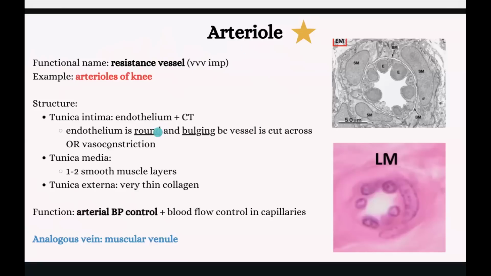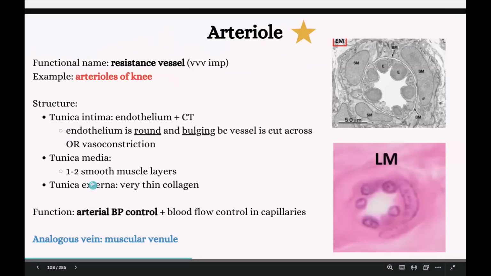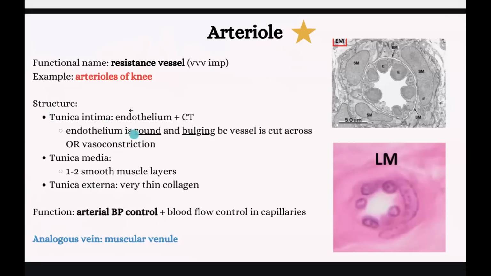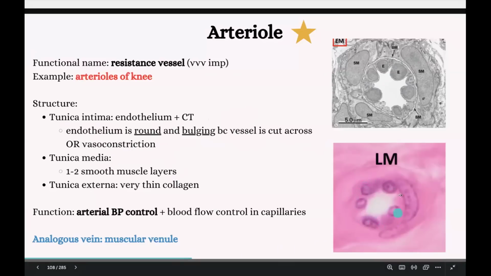Okay, let's look at the structure. By the way, it does not have any elastic lamina. So again, that's a difference from all the other ones. The tunica intima of it has the endothelium and connective tissue. Important here is the nature of the endothelium: it is bulging and round. And why is this? It's because of vasoconstriction, because we said it controls blood pressure. So because of the vasoconstriction, the endothelium bulges. And here again, you can see the bulging endothelium.